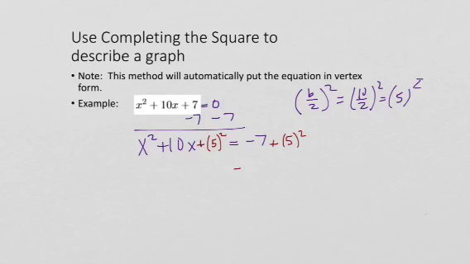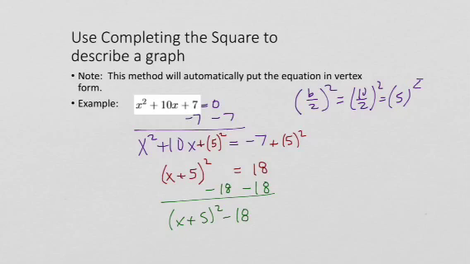On the right hand side you can go ahead and simplify. 5 squared is 25, minus 7 is 18. On the left we now need to factor this, and we factor it into a trinomial square, which is x plus 5. In order to put it in vertex form, we need to take away 18, bring it back over to the other side, and now I have x plus 5 squared minus 18 is my y. That's my function in vertex form.